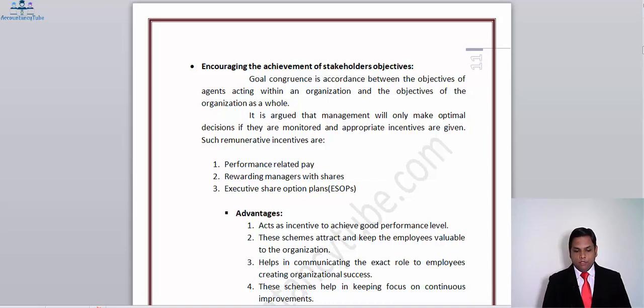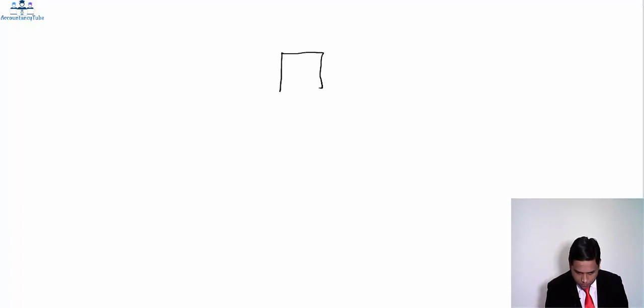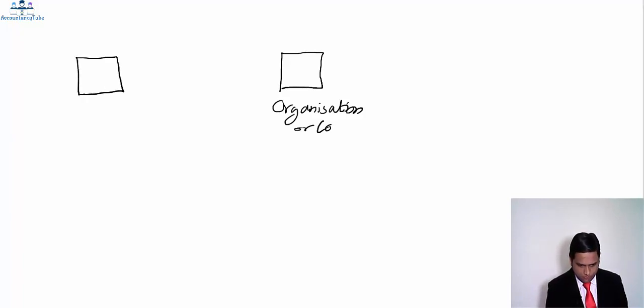If you come to page number 11, you will see the first topic of this video, that is encouraging the achievement of stakeholders' objectives. Now before going into this topic, I need to draw a diagram for you so that you may have a better understanding about this topic. Suppose there is an organization or company. Here we have a management.